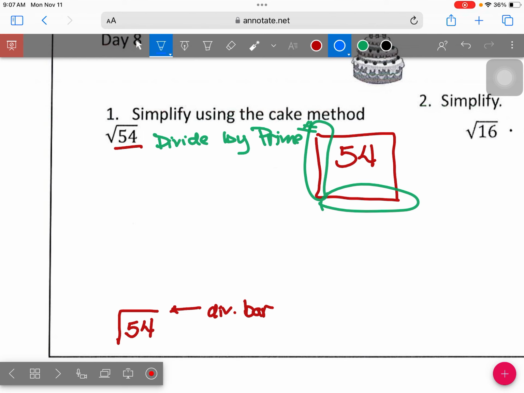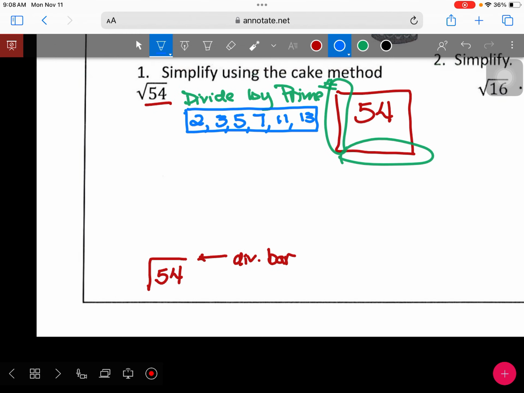A prime number is a number whose factors are only one and itself. So when you think of 2, 2 is the smallest prime number because its only factors are 1 and 2. 1 times 2 is 2. The next one is 3. 1 times 3 is 3. 4 is not prime because it has 1 and 4, 2 and 2. So prime numbers only have 1 and the number itself. Then we have 5, 7, 11, 13, and there's many more, but these are the ones that we are going to be using primarily. So you can only divide by these prime numbers, okay?